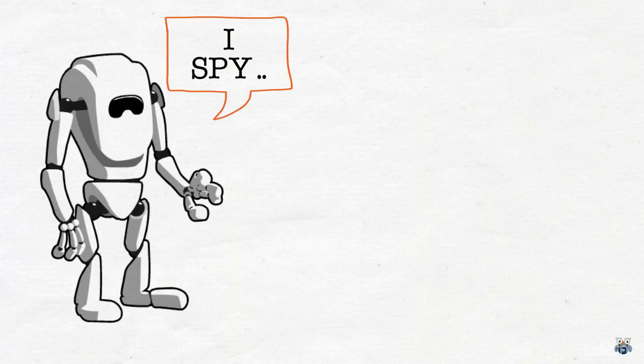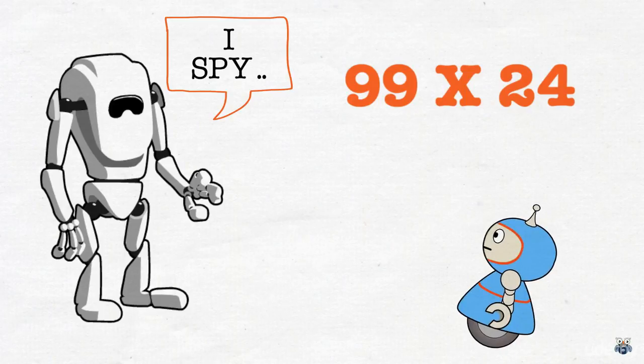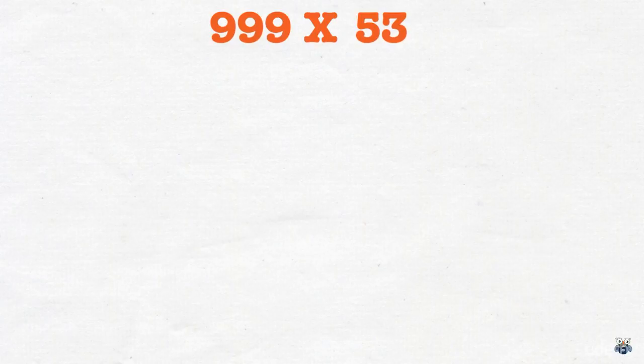Now many of you would have noticed that both the multiplicand and the multiplier have the same number of digits. For example, look at this problem we tackled earlier. 99 times 24. Both 99 and 24 have the same number of digits, which is 2. Let's now try a problem where the number of digits is unequal. Does the pattern work? So here is our next problem. What is 999 times 53? In this case, the multiplicand has more digits than the multiplier. Please keep this at the back of your mind. Now let's apply our pattern to this problem.